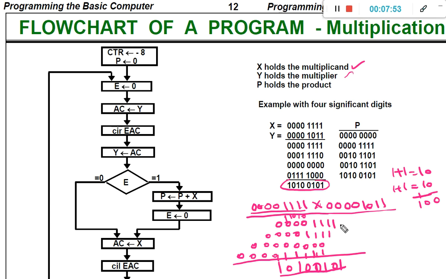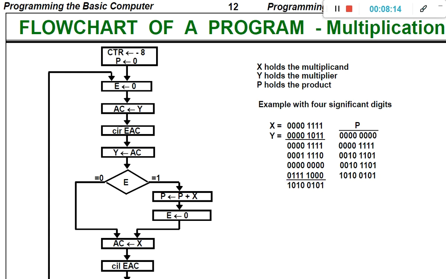However, with paper and pencil we can do it just like this, and we can actually get the result. However, as far as the computer is concerned, it cannot perform like us. It should perform in a sequential fashion. So how does the computer perform this multiplication operation? For that purpose we have a flow chart.